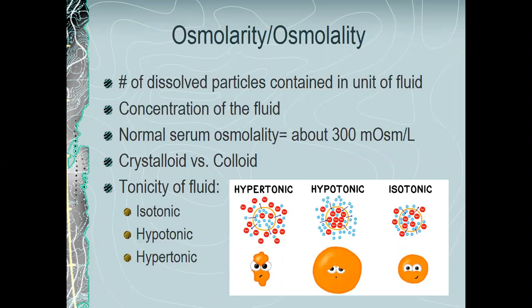It refers to the number of particles dissolved in serum. Primarily looking at sodium, urea, and so think about your blood urea nitrogen levels, and glucose is typically what we're going to be looking at. So your normal serum osmolality is around 300. So that's just the normal concentration in your blood at any given time. And that could go up or down depending on what type of a disease process you have going on.